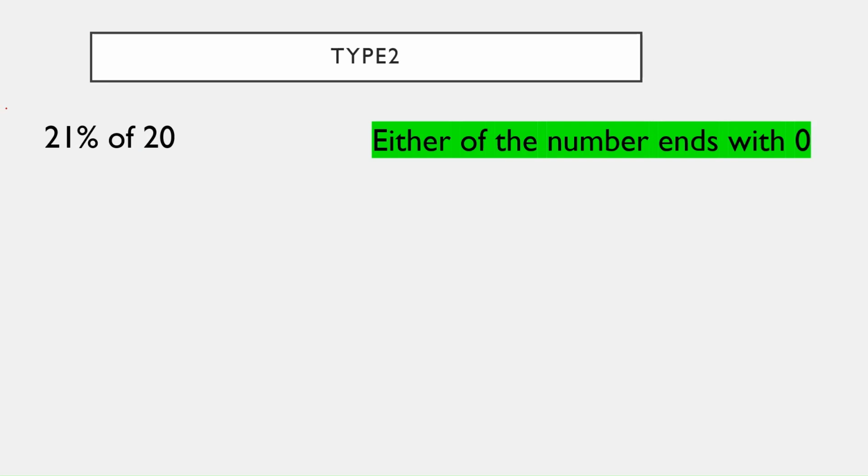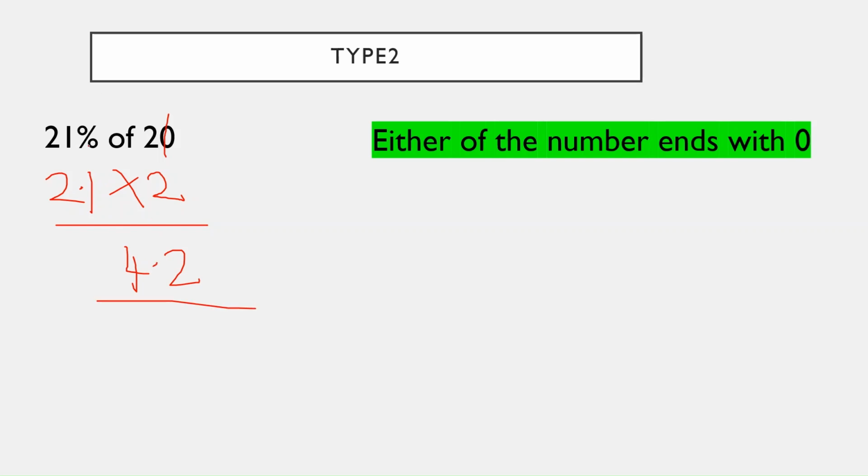Now I'll show you this trick. Whenever either of the numbers ends with 0, what you're going to do is write this 21 as it is, 'of' is nothing but into, and then write this 2. This 0 you can cancel and put a point here. Now just multiply it. 2 ones are 2, 2 twos are 4. After one number there is a point. Here also you have to add a point after one number.